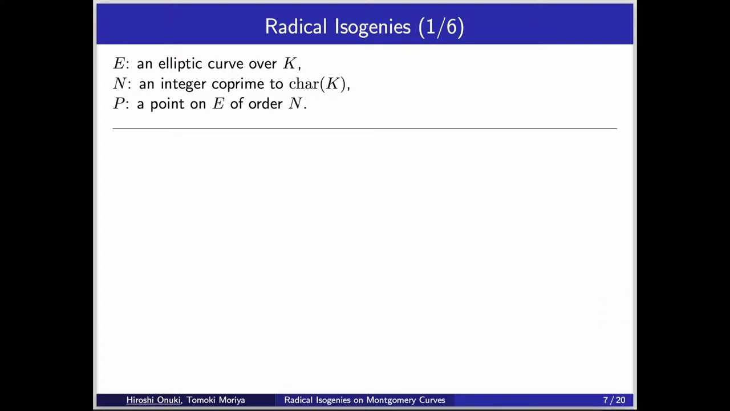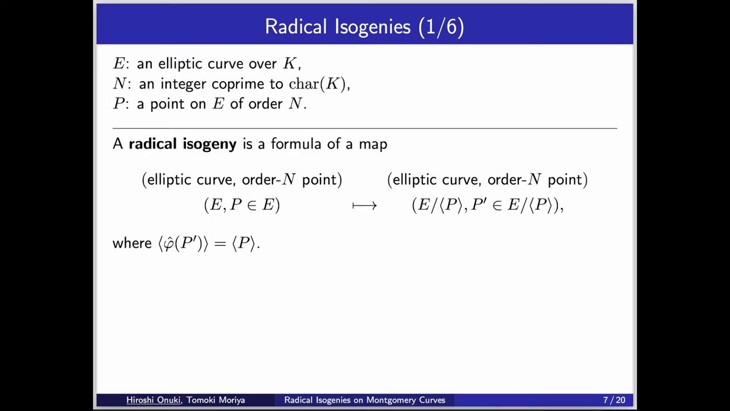Now, I introduce radical isogenies. Let E be an elliptic curve over a field K, N an integer coprime to the characteristic of K, and P a point on E of order N. A radical isogeny is a formula of a map between elliptic curves and a point on it of order n. A pair E and P corresponds to E over P and P prime. P prime satisfies that the group generated by phi hat of P prime is equal to the group generated by P.